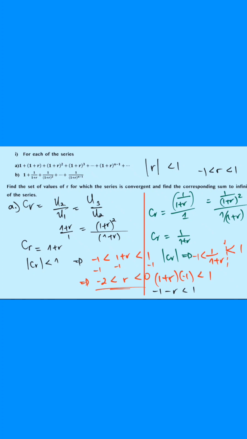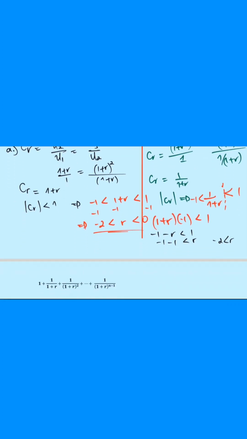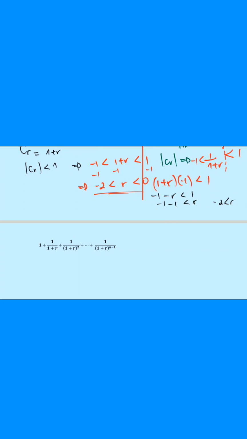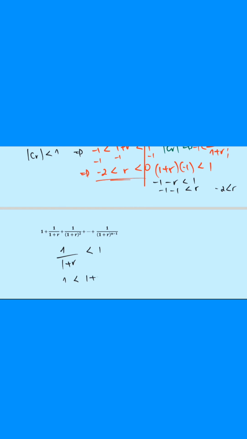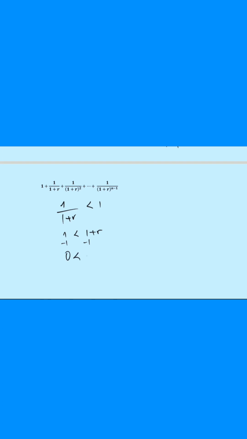I would just take the r to the other side of the equation so that it becomes positive and bring the 1 to this side, so it becomes negative 1 minus 1 less than r, okay, which is negative 2 is less than r. That's the first part. Part number 2. So I'm going to take the right hand side. 1 over 1 plus r should be less than 1, so that we do 1 is less than 1 plus r, and then I minus 1 here, minus 1 here, to get 0 less than r, which means r is greater than 0.